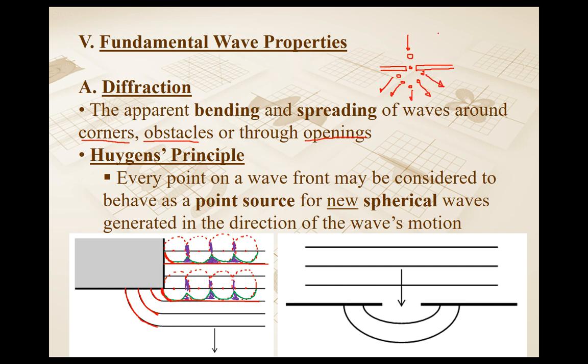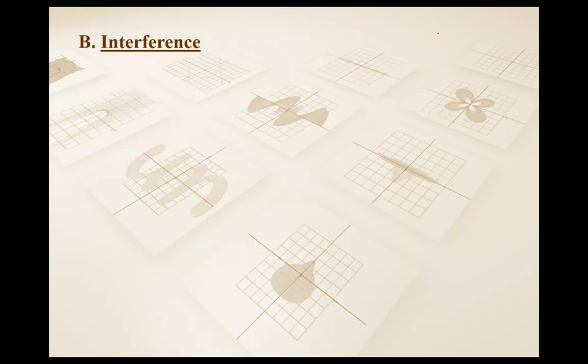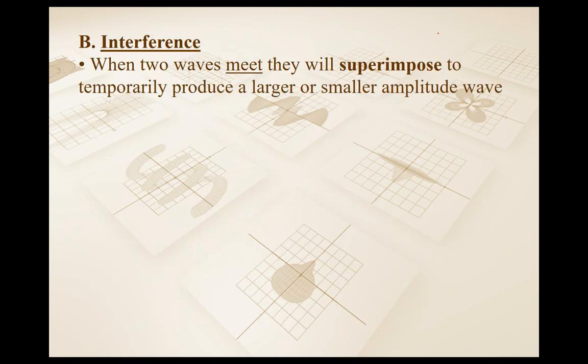Okay, for waves it does, hence a fundamental wave property. Okay, interference. Interference is a condition that occurs when two waves meet, they superimpose, and they temporarily produce either a larger or a smaller amplitude wave. And a lot of it has to do with how they meet, in terms of in phase or out of phase. Okay, so we know there's two different kinds of interference.